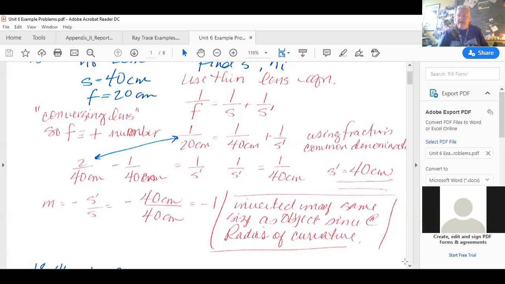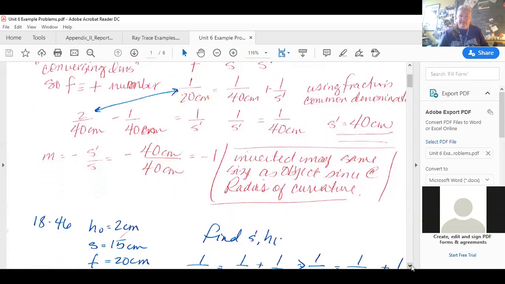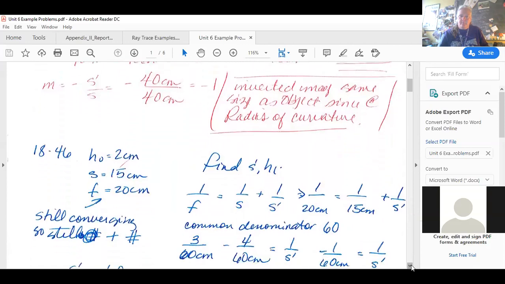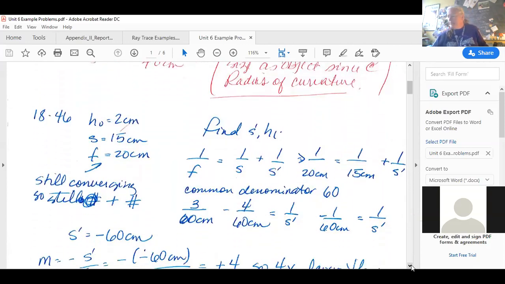Now, I want to compare that to a similar problem, which is 46. Okay. So 46 says I have a 2 centimeter tall object, and it wanted to know the height of the image. I forgot to write that down. But the height of the image, since it's a magnification of 1, is 2 centimeters tall because it's the same height as the object. But it would be a negative 2 centimeters because it's upside down, because it's inverted.